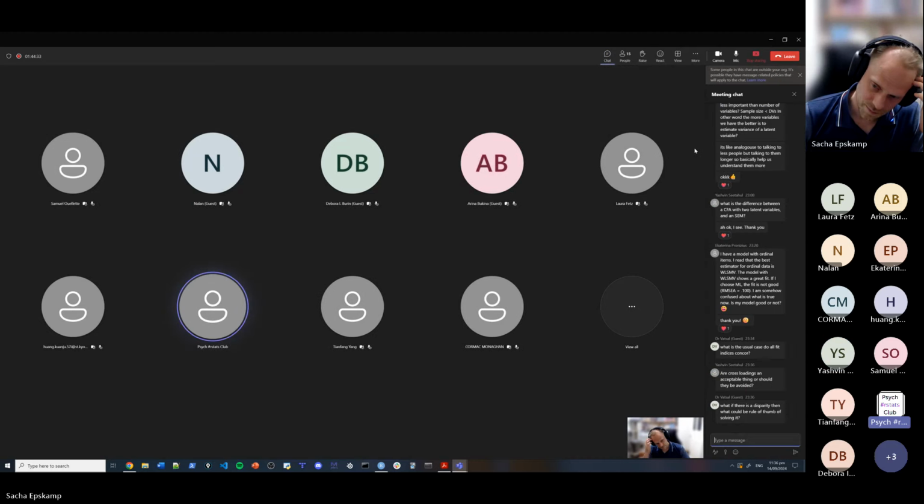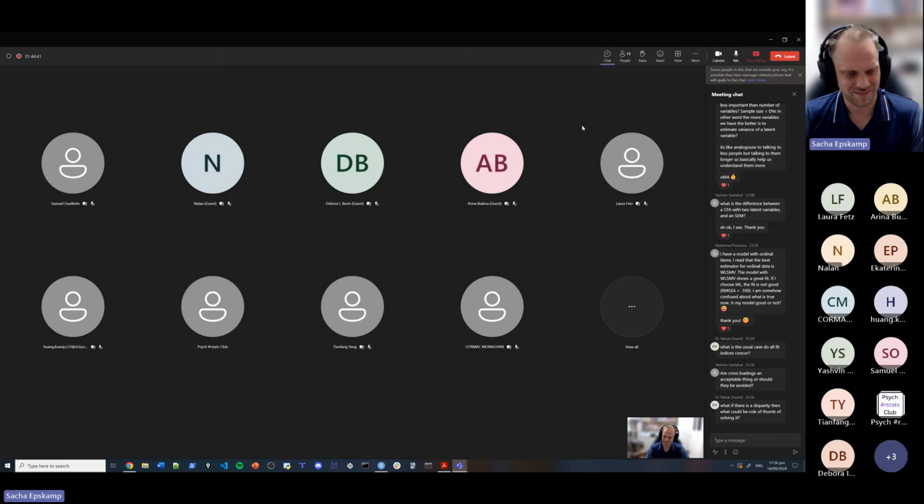What if there is a disparity, then what could be the rule of thumb for solving it? There's not really any rule of thumb. If your RMSEA is good and your CFI is bad, you're not going to say, okay, I'm going to pick the RMSEA and forget about the CFI. Then you shouldn't look at the CFI to begin with, right? So you really want to try to figure out why that's the case. And you might want to adjust your model to get a better model then.